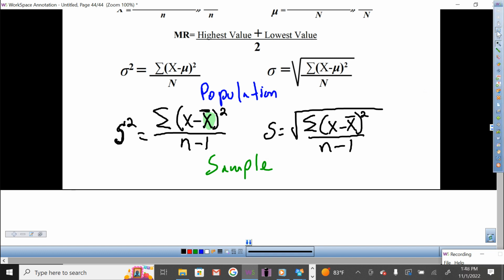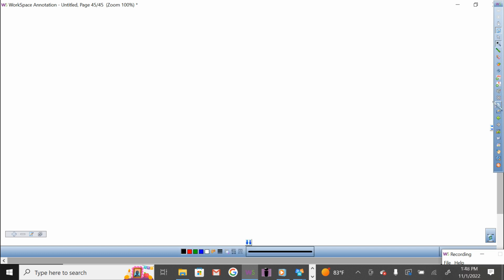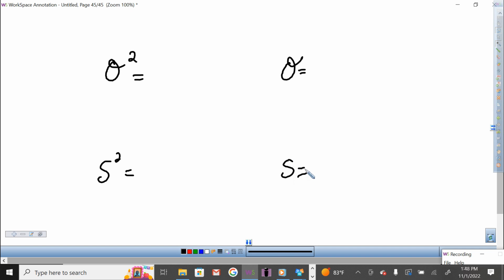So with that said, turn your paper over. Without looking at your notes, write me variance, standard deviation for the population, variance, and standard deviation for the sample. Without looking at your notes, let's see if you got it. Use some time.